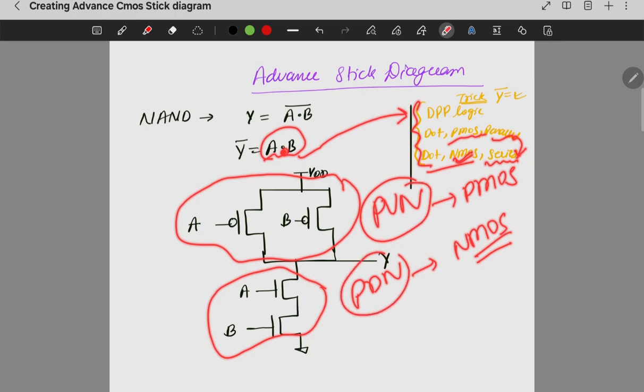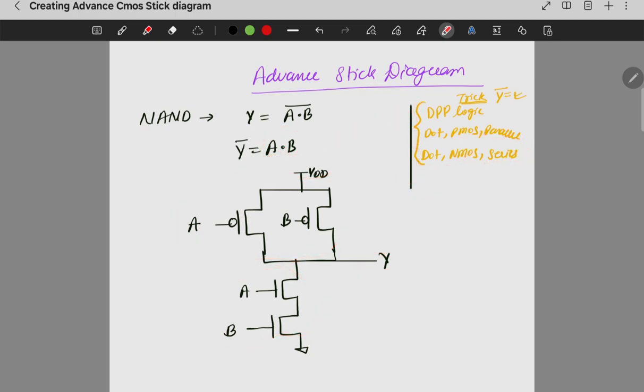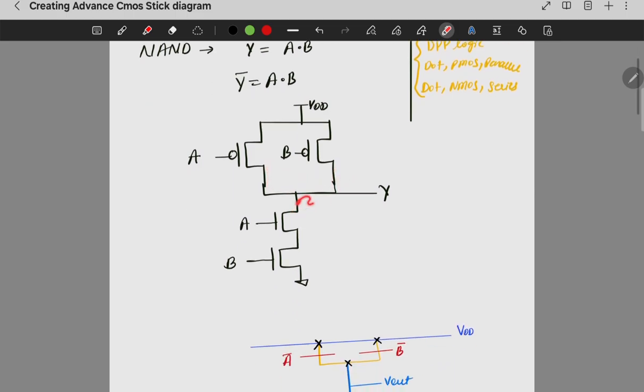This type of concept I have already discussed. So A and B in PMOS will be connected in parallel, and here they will be connected in series. As you can see, this will be the source, this will be the drain, this will be the source, this will be the drain. So they are both sharing their sources and connected to VDD. Similarly, their drains are also shared, and this one is drain, this is source, this is drain, and this is source.